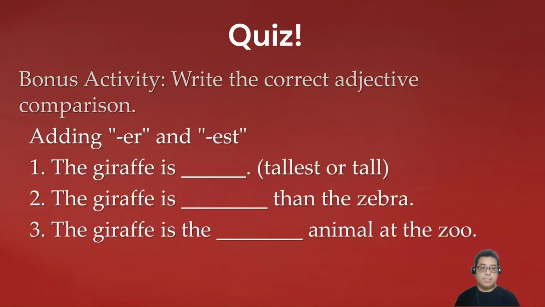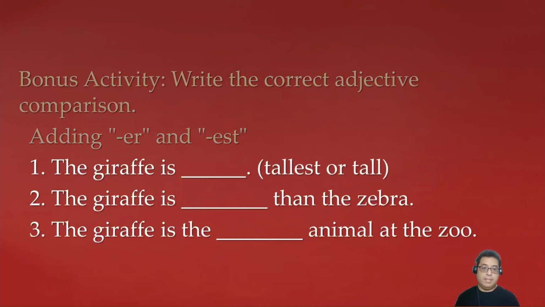So for the bonus activity, you're going to write the correct adjective comparison. First, we'll start with adding ER and EST. Number one, the giraffe is blank. What are we going to say? Tallest or tall?